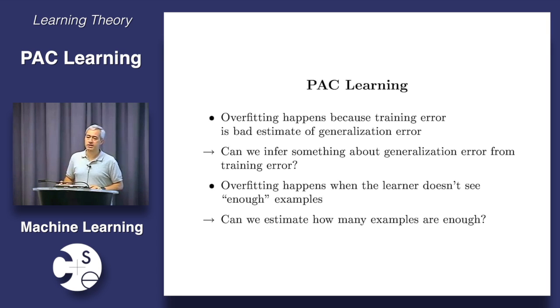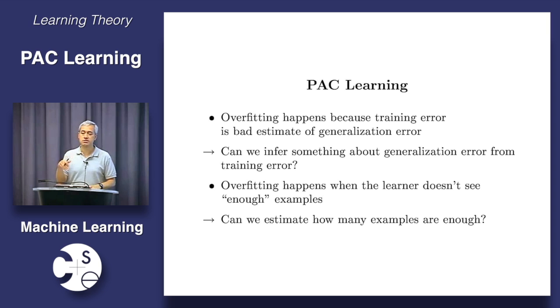So PAC learning is actually an attempt to answer these fundamental machine learning questions that always come back to haunt us when we're doing machine learning in practice. Like, for example, overfitting. Why does overfitting happen? Overfitting happens because what I care about is the generalization error, but what I can see is the training set error. If those two things were the same, machine learning would be easy, or at least no harder than many other combinatorial optimization problems, let's say. Okay? So the question for us is, can we infer something about the generalization error just from looking at the training error?